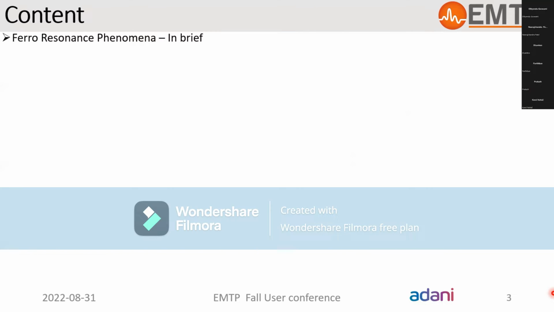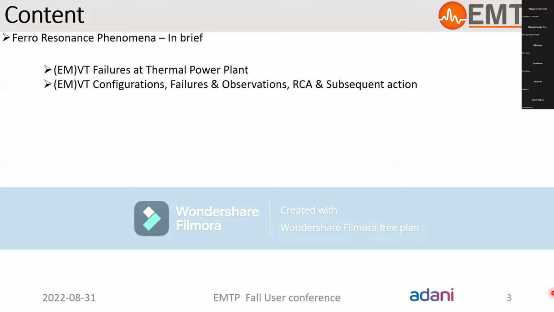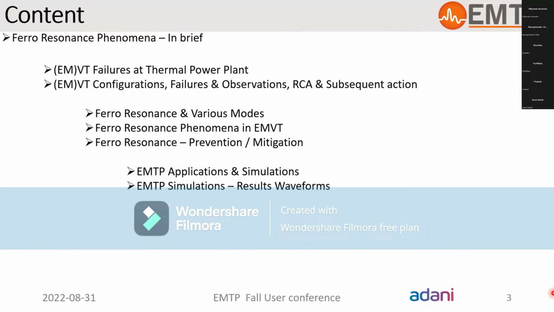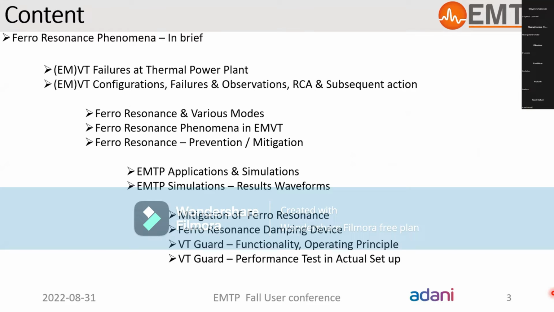We will see the phenomena in brief, and then we'll go through the case study and the failures of the EMVT, which has been experienced, and a little bit of the RCA. Then we will see the ferroresonance phenomena slightly in more detail and how it can be mitigated or prevented. Then we will go through the EMTP application simulations, which we did, and we will see the result waveforms. And finally, what kind of mitigation we did and implemented in that particular power plant where this phenomena was experienced. So this will be the flow of the presentation. And finally, we will conclude the entire phenomena.